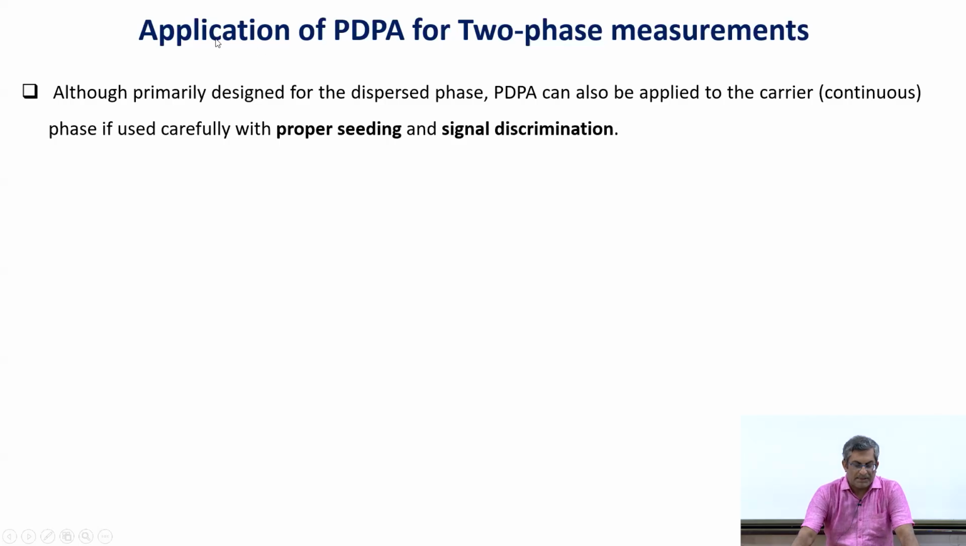Now the question is, how do we apply PDPA for two-phase measurements? Although this technique is primarily designed for the dispersed phase, it can also be applied to the carrier phase or the continuous phase. How? Now what do we mean by two-phase measurement? This means that apart from the particle phase, we should be able to measure the carrier phase as well. And how can we do that?